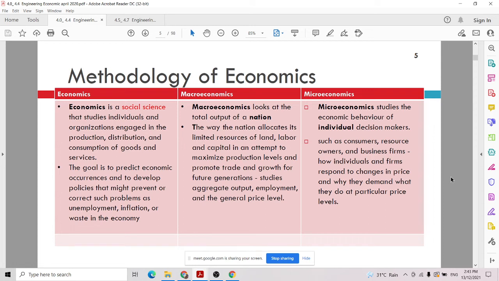So this is the methodology. We have economics, macroeconomics, and microeconomics. Economics is a social science. What you learn in engineering is science and technology, which means we are talking about fact. You have the right answers, although not the one and only answer. Social science is about the phenomenon, the theory behind it, and the factors that influence it. We call it a social science that studies the behavior of organizations and individuals.